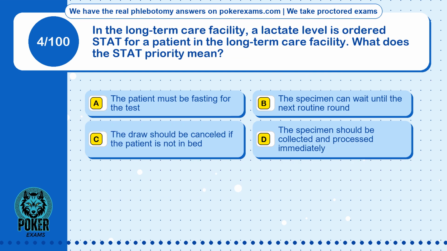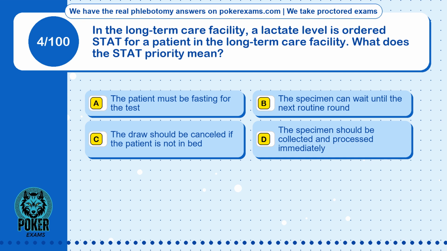Question 4. In the long-term care facility, a lactate level is ordered stat for a patient. What does the stat priority mean? Option A. The patient must be fasting for the test. Option B. The specimen can wait until the next routine round.